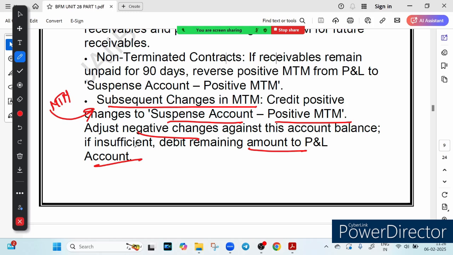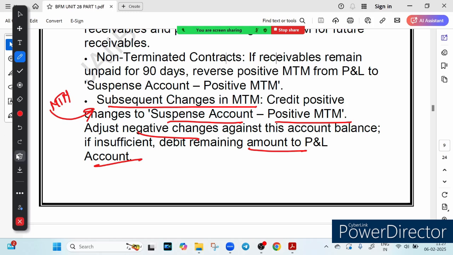So what had happened is that earlier I expected payment to receive after a certain day, but did not receive it. We just move it to the suspense account, that is positive MTM. But two things can happen: either the MTM is positive or the MTM is negative. If the MTM is positive, it will be credited to your suspense account, it will remain in the suspense account. But if the MTM is negative, suppose the value of your investment drops, then you should adjust the negative change to this suspense account, and if the account balance is insufficient, then you have to debit your profit and loss account.